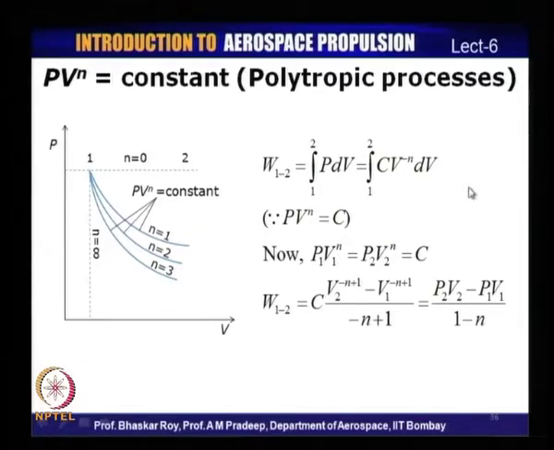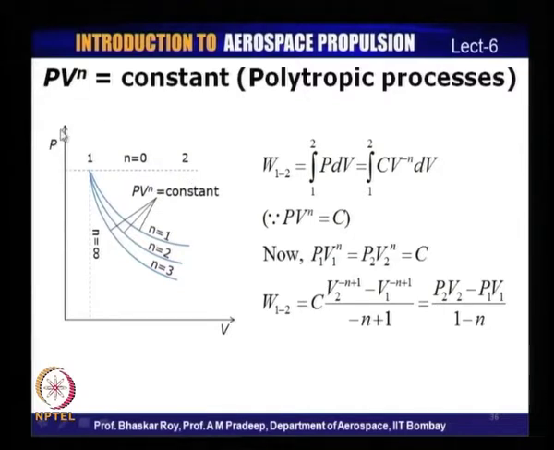So, we shall see later on that when n is equal to 1.4, where 1.4 for normal temperatures is also equal to the ratio of the specific heats, we usually refer to this process as P V raised to gamma is equal to a constant, where gamma is the ratio of the specific heats C_P divided by C_V. So, this process we shall see in detail in later lectures.